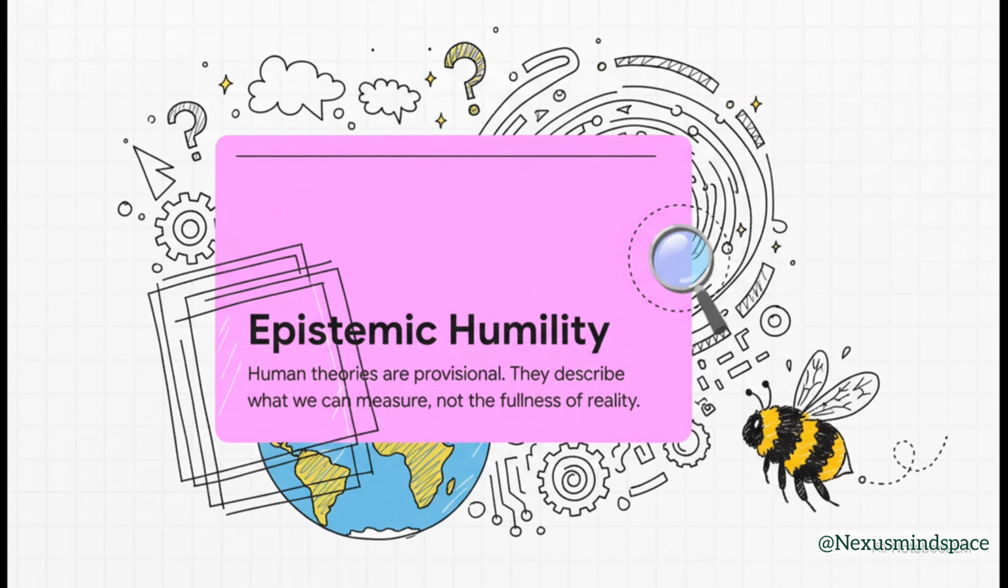They call it epistemic humility. It sounds kind of fancy, but it's a really simple, profound idea. It's knowing that what you know is not all there is to know. Our theories, our models, they're just snapshots of reality. They're not the whole movie. And the bumblebee? It's the perfect mascot for this idea.